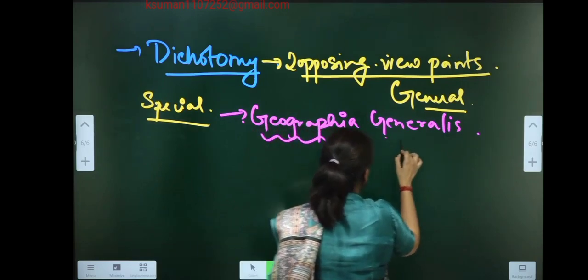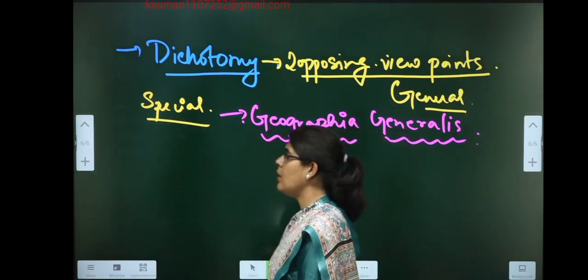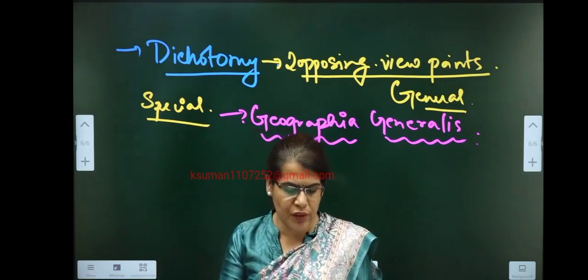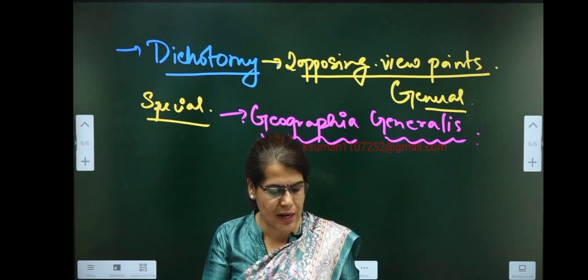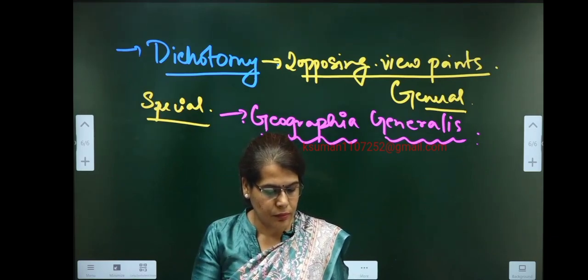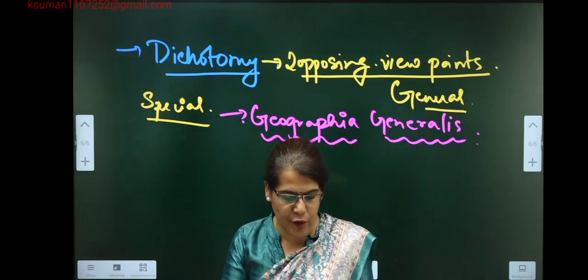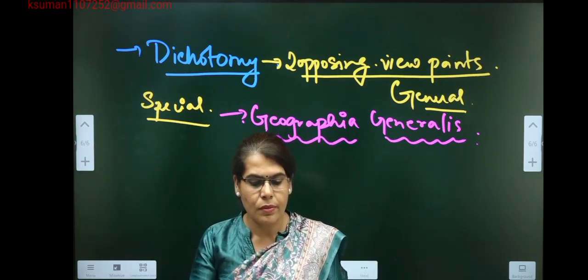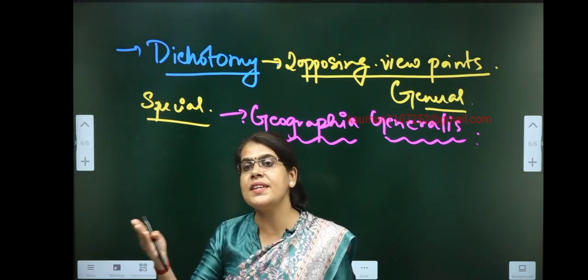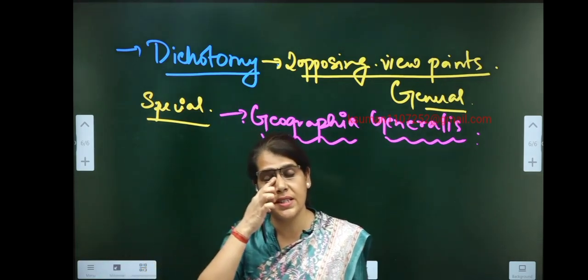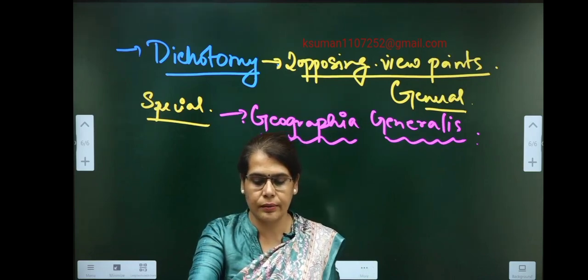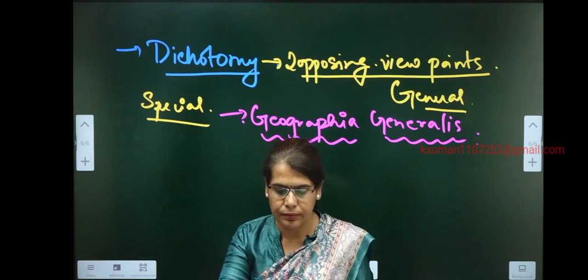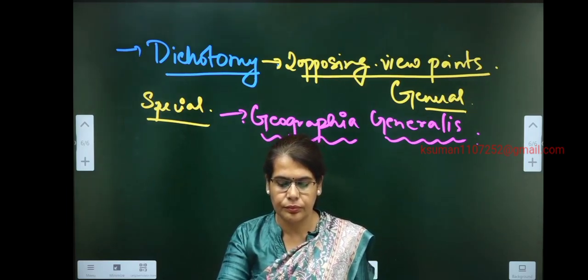Geographia Generalis. Okay. So write down, an important work of Varenius was Geographia Generalis, published in 1650, where he gives an account of the two types of geographical studies, that is regional and systematic.